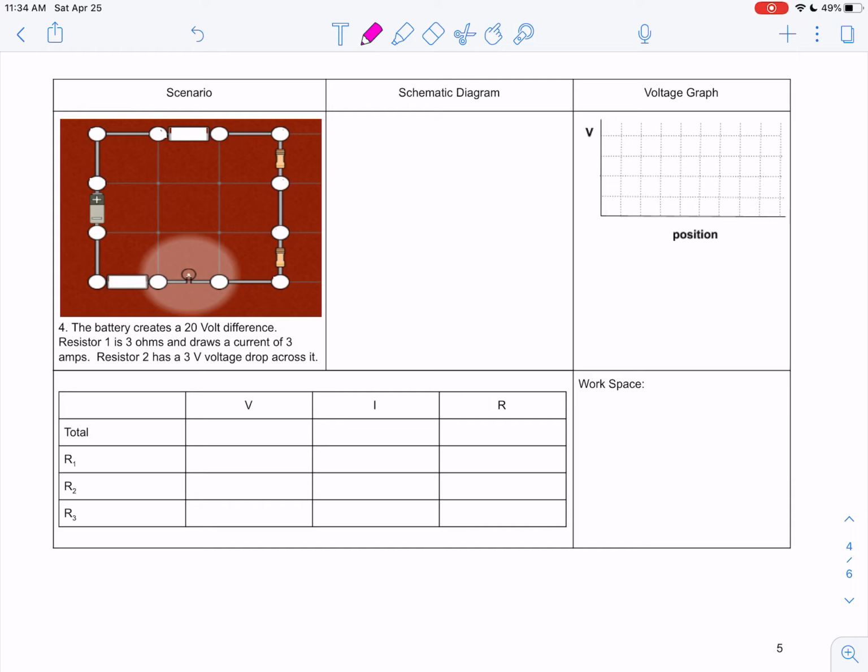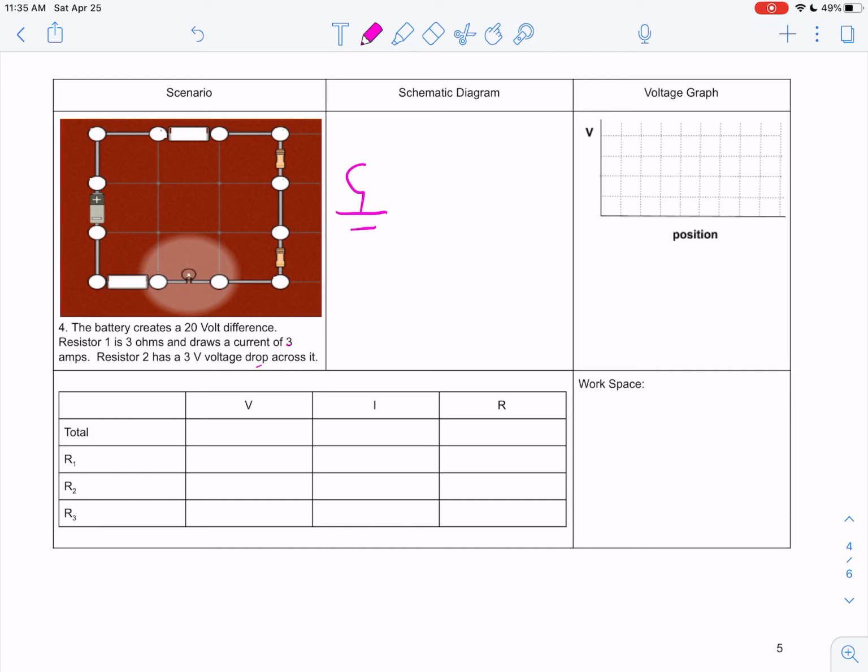All right, the battery creates a 20-volt difference. Resistor 1 is 3 ohms and draws a current of 3 amps. Resistor 2 has a 3 volt drop across it. Okay, so now we've got a little bit of different stuff going on here, all right?